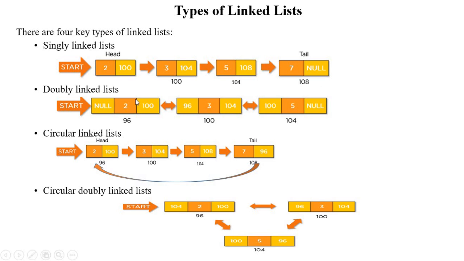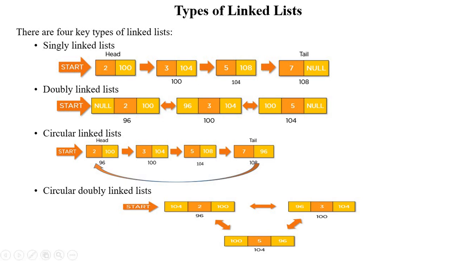Next is the doubly linked list. In a doubly linked list, a node has three elements. One is the address of the previous node. The second is the data, and the next is the address of the next node. So look at the first node. Since it is the first node, I don't have any previous node, so in the previous position I am representing null. Next, this particular part is the data part. And finally 100, which means the next data is at memory location 100.